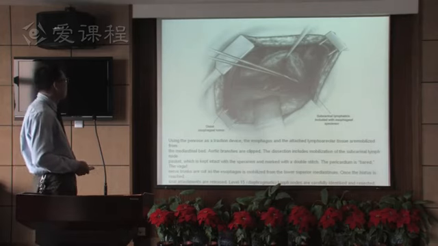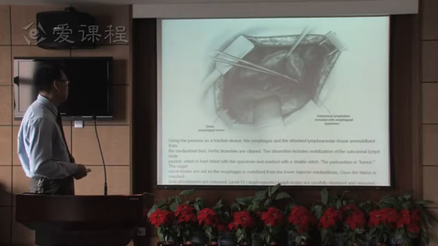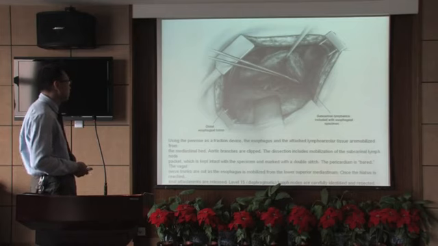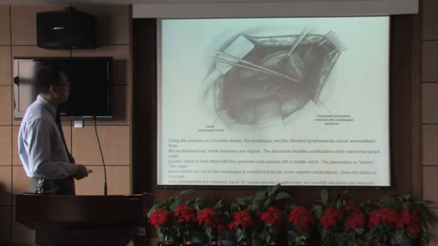Using the Penrose as a traction device, the esophagus and attached lymphatic tissue are mobilized from the mediastinum. Aortic branches are clipped. The dissection includes mobilization of the subcarinal lymphatic packet, which is kept intact with the specimen and marked with a double stitch.